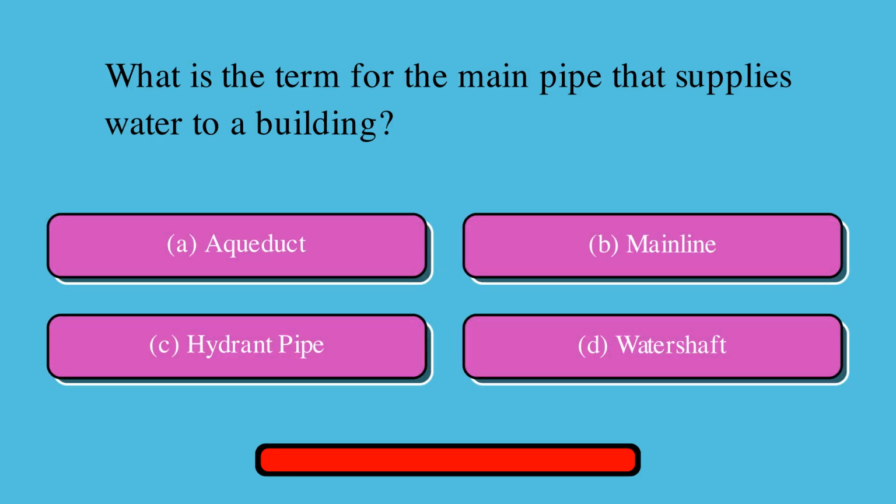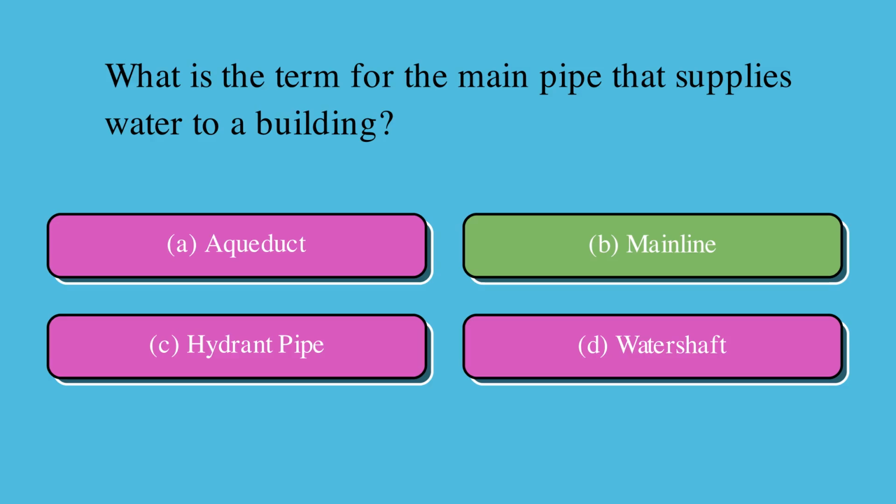What is the term for the main pipe that supplies water to a building? Is it A. aqueduct or B. mainline or C. hydrant pipe or D. water shaft? The correct answer is B. mainline.